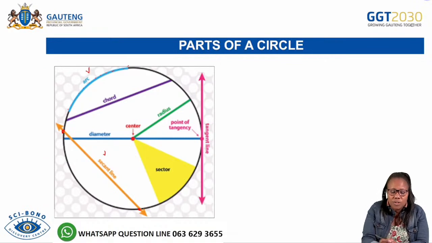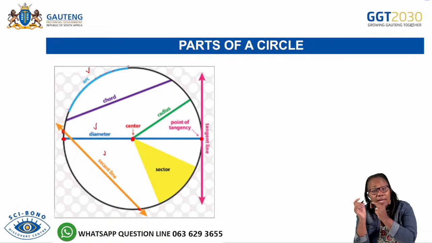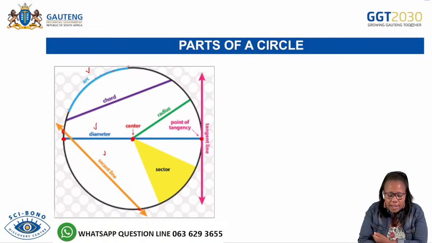Do not mix this one with the diameter now. Look at the diameter. A diameter is a line that starts from the circumference of the circle, and from that point passes through the center to the other part of the circumference of the circle. Therefore, it must have two points touching the circumference, but this line must pass through the center. Therefore, it is a diameter.